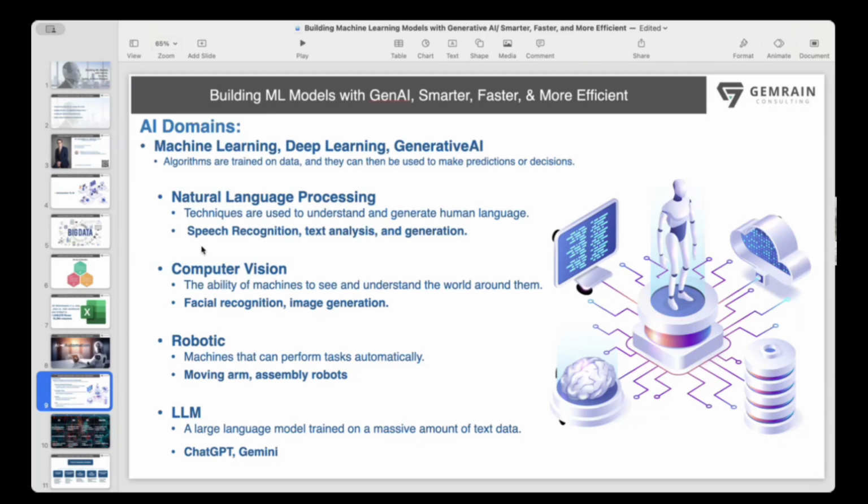Some of the applications is speech recognition. Now, even with ChatGPT, we can talk to ChatGPT and ChatGPT is going to answer us. We are using a lot of voice recognition services like Siri, Cortana, Alexa. At the same time, we are using text analysis. This is what I mentioned just now. Companies want to analyze their testimonials or their feedback.